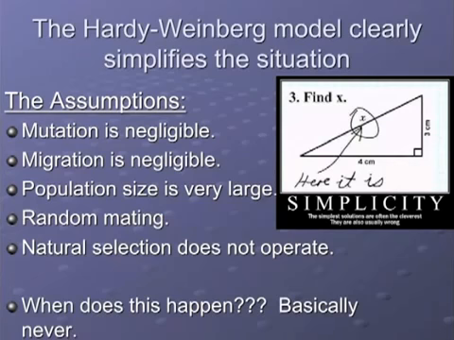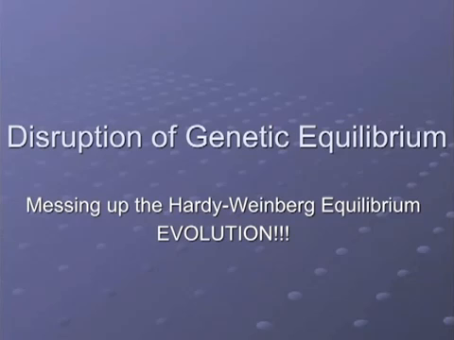So how and when does this actually ever happen? All of these 5 things. So there's no mutation, no migration, large population, random mating, and natural selection doesn't occur. That's basically never. And this kind of proves that evolution occurs. So the Hardy-Weinberg model, they came up with this idea, and this in and of itself, because this never occurs, proves that evolution does occur. So now we're going to look at messing up the Hardy-Weinberg equilibrium. We're going to look at each one of those assumptions and explain how they could actually cause evolution.